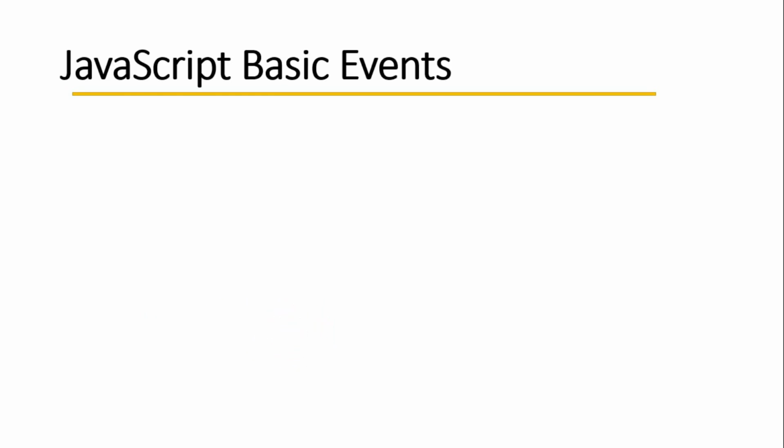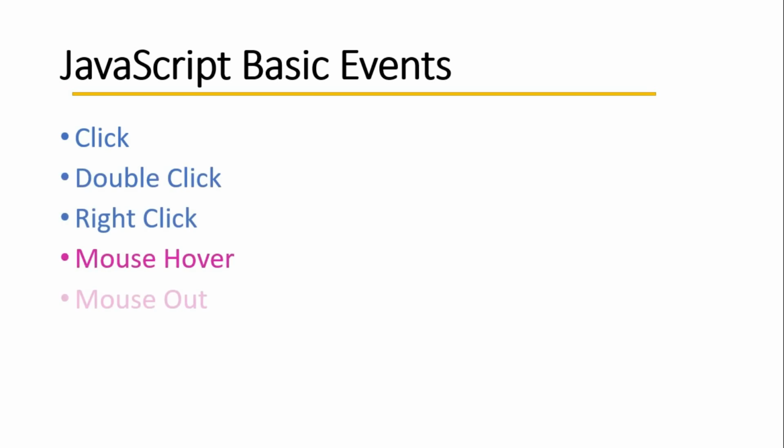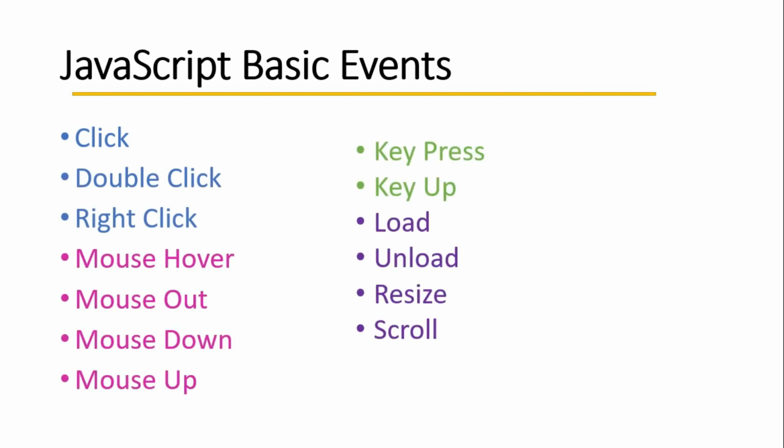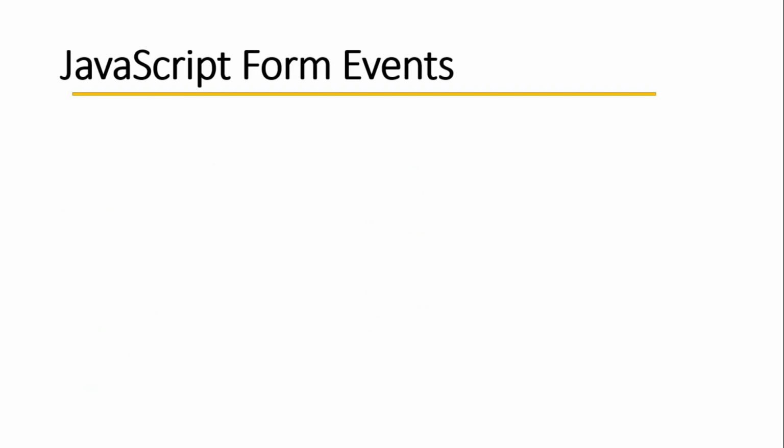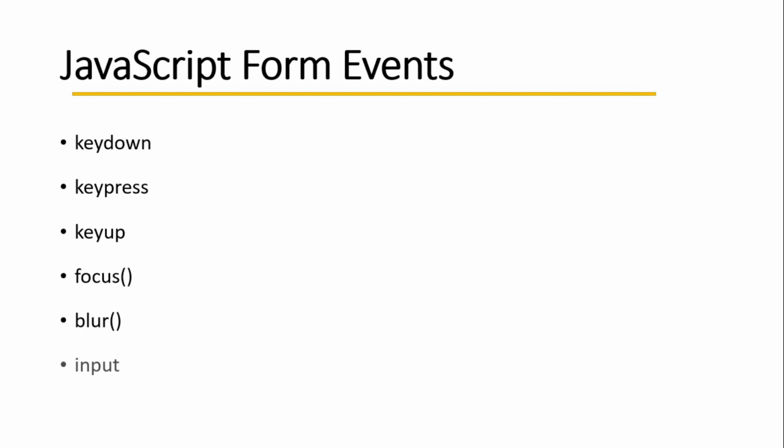So we have already learned about basic events in our previous videos. Here you can see we have already learned about these events like click, double click, mouse over, mouse down, key press, and so on. In this video we are going to learn about the basic form events in JavaScript, which are key down, key press, key up, focus, blur, input, change, select, submit, and invalid. We have already learned about key down, key press, and key up, so in this video we are going to talk about focus and blur.